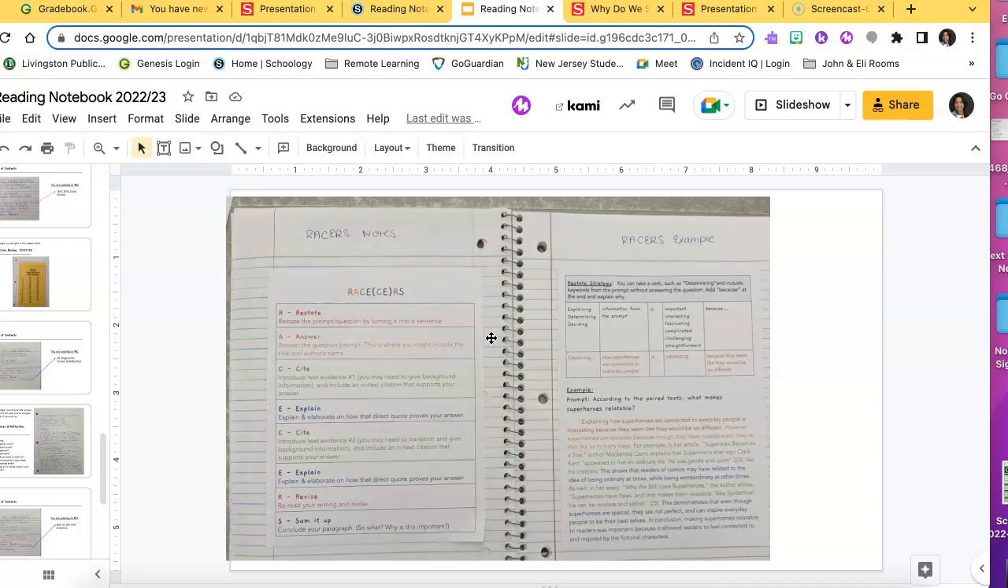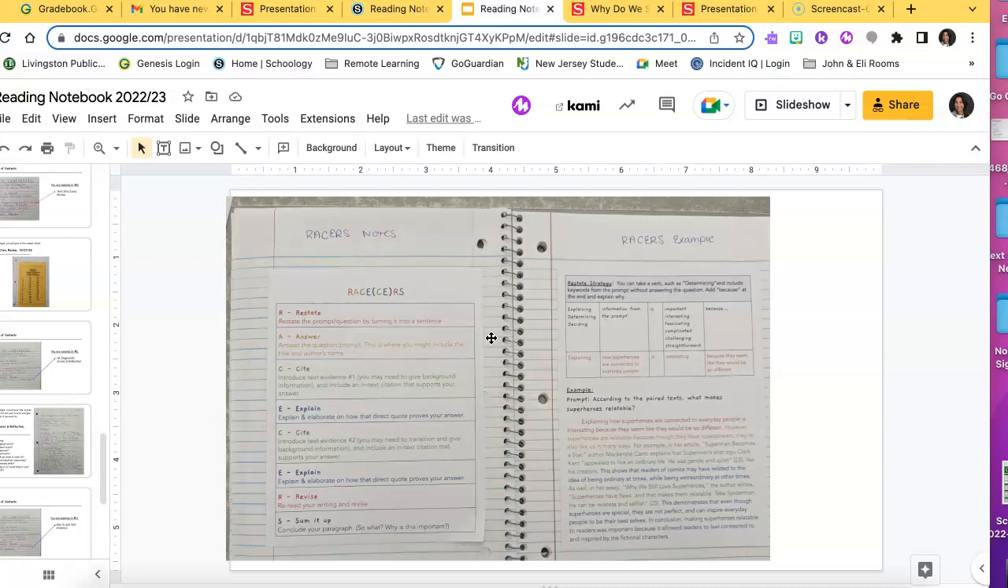But in sixth grade, we are asking for 2 pieces of evidence per paragraph. So you have to transition here a little bit. You might say, like, another example of this is, or in addition, and then you'll find a second piece of text evidence from later in the text and do the same thing. And again, you'll explain how that evidence proves your answer.